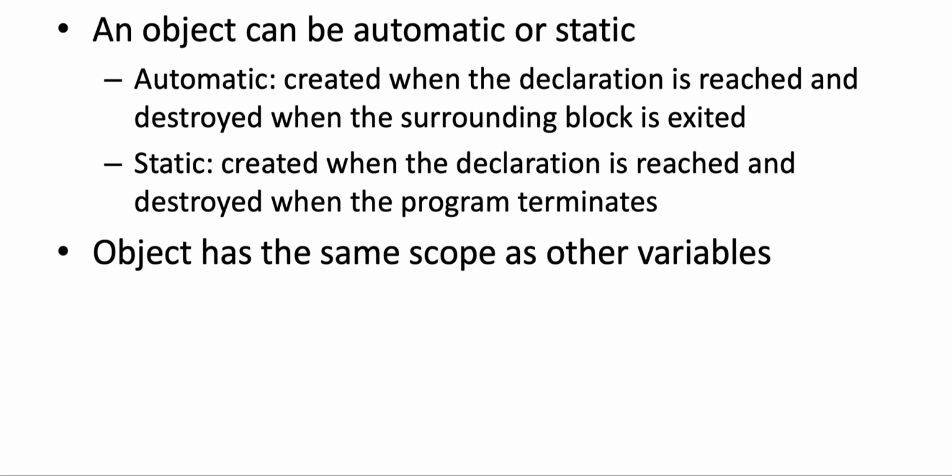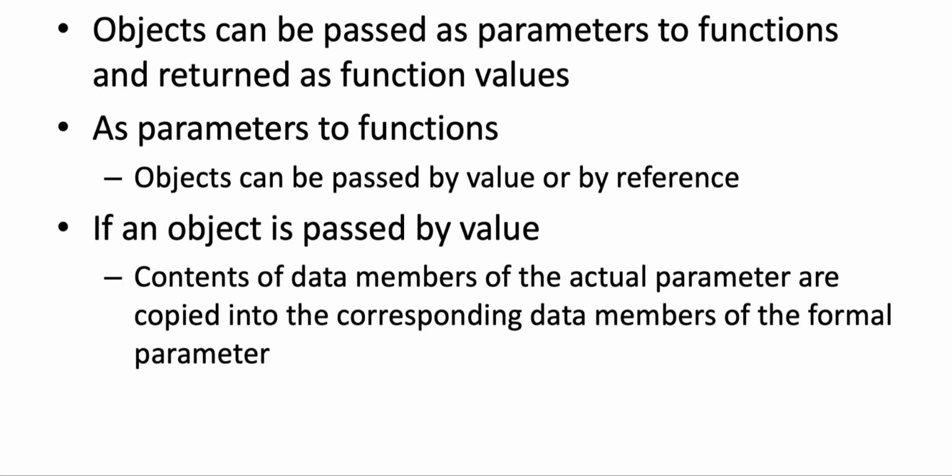A class object has the same scope as other variables. A member of a class has the same scope as a member of a struct. That is, a member of a class is local to the class. You can access a class member outside of the class by using the class object name and the member access operator. This slide shows the rules describing the relationship between functions and classes.